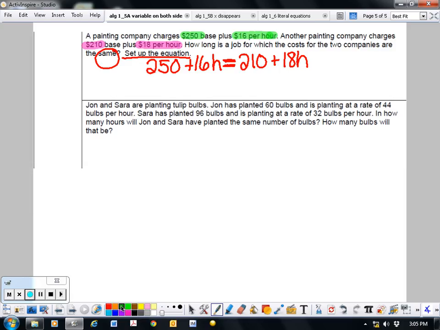Okay, so next one. John and Sarah are planting tulip bulbs. John has already planted 60 bulbs. And he's planting at a rate of 44 bulbs per hour. So when we're looking at John, he's done 60 already, and he's planting 44 every additional hour that he works. Now Sarah, I'm going to go to her next. She's already planted 96. Pretty good. But she's only doing it at a rate of 32 bulbs per hour. So she has 96 to start off with and is adding 32 for every hour that she works.